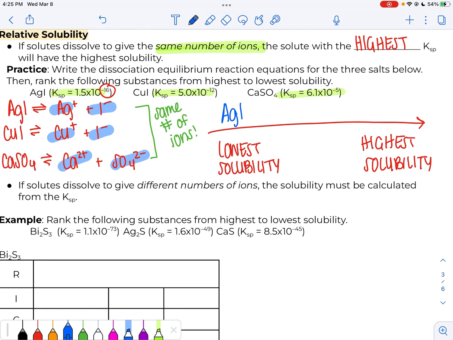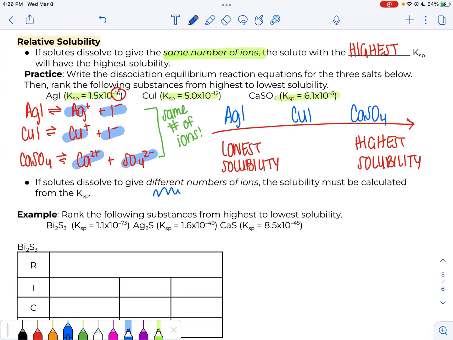So then next up, CuI. And finally, calcium sulfate. This one will have the best solubility of the three, highest solubility. So what happens if your ions, or if your solutes dissolve to give different number of ions? We have to calculate solubility based on KSP. So we're going back to RICE tables.